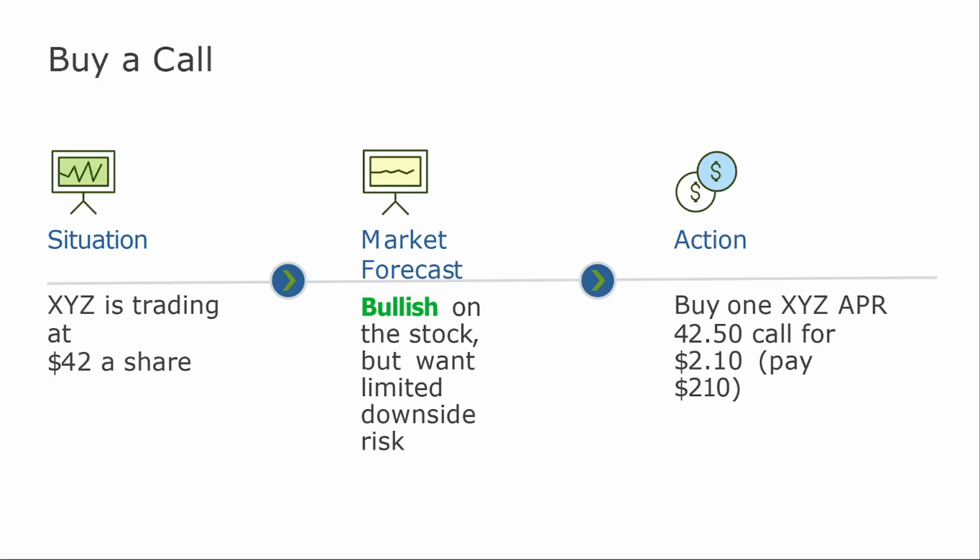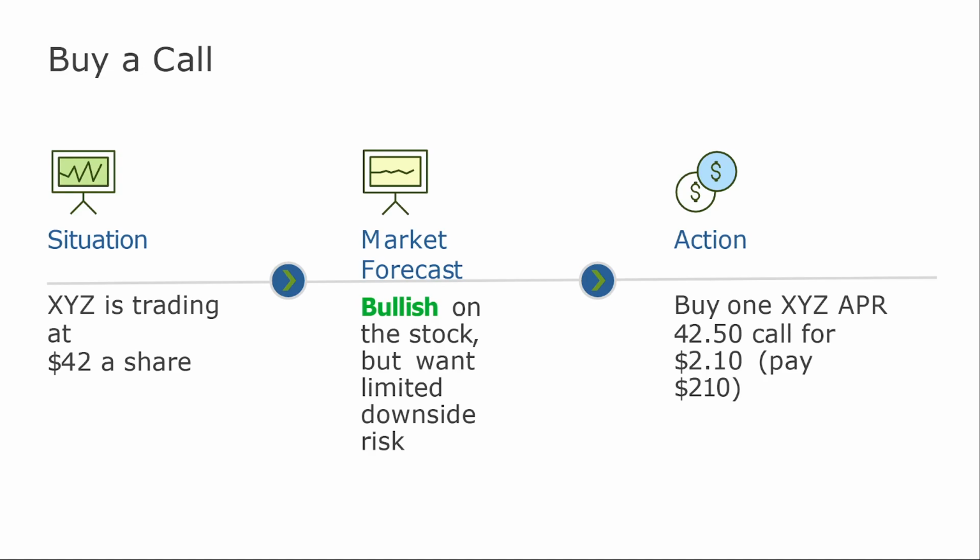So we have this stock, XYZ, trading at $42 a share. And we believe that in the next days, weeks, months, imagine for example we are in March and we believe that in April the price is going to rise. So we have a bullish expectation that this stock is going to go in the trend direction. And also we want to use the smallest possible risk.